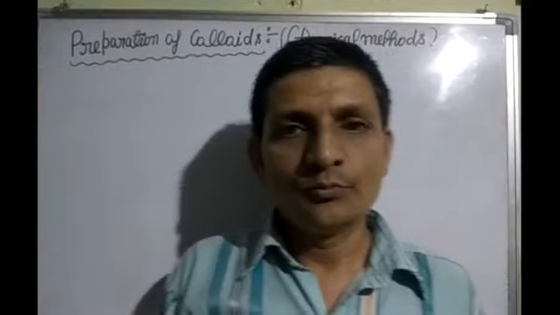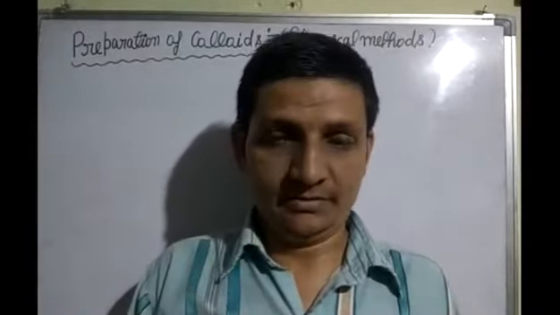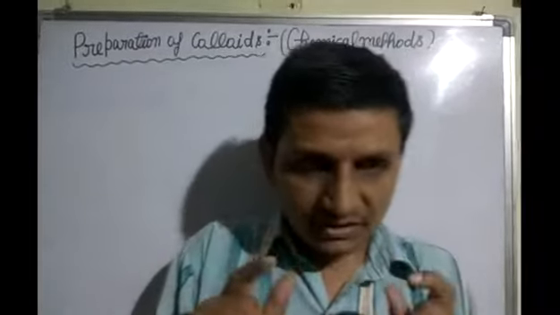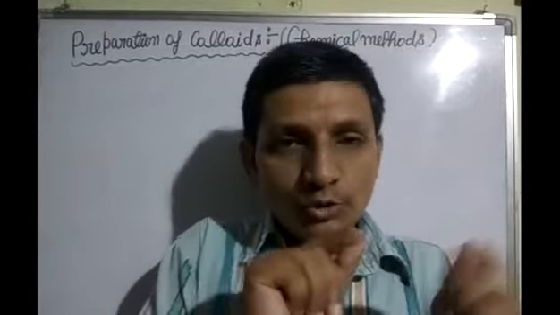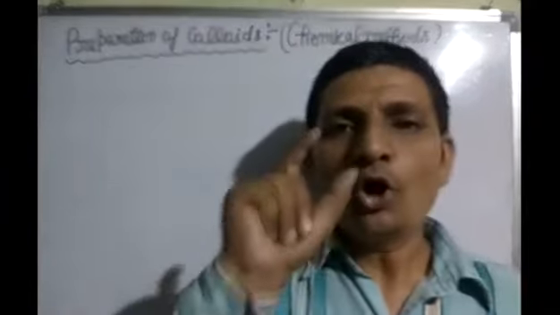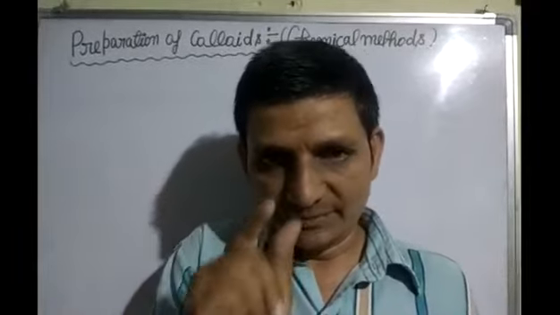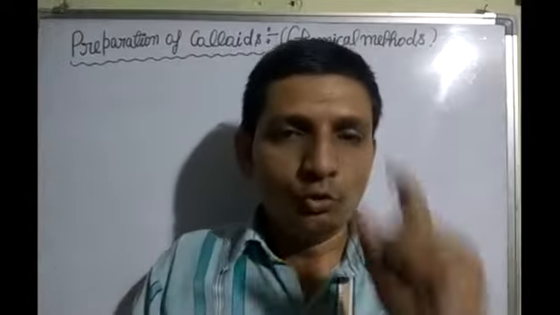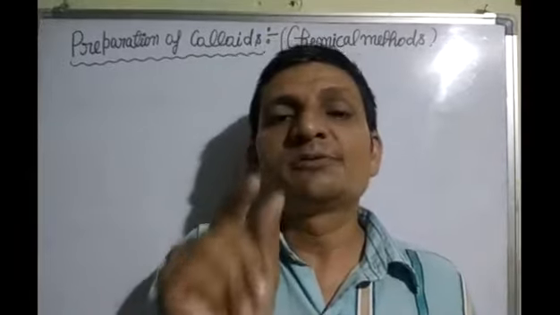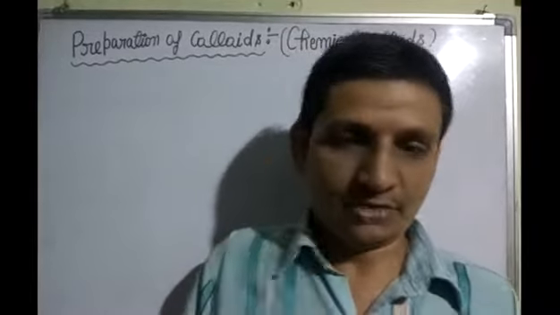Today I am telling you methods of preparation of colloids by chemical method. So I am telling you a super trick, a special trick or funda to learn methods of preparation of colloids. The funda is OR HD: O for oxidation method, R for reduction method, H for hydrolysis method, D for double decomposition method.